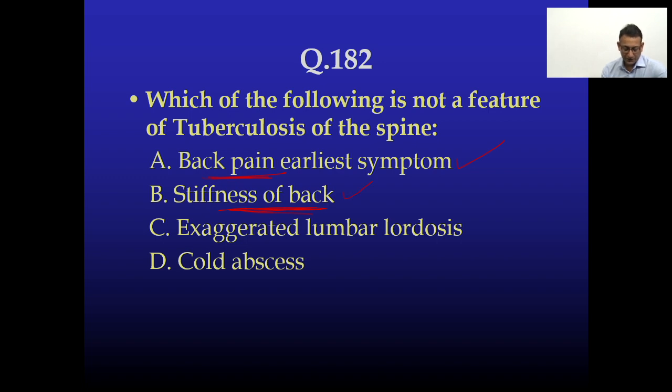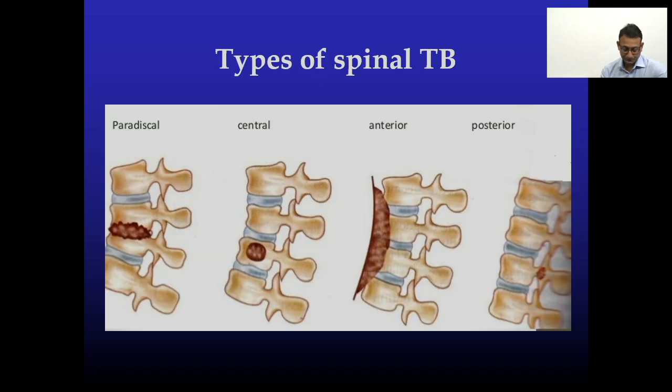So, yes, exaggerated lumbar lordosis doesn't seem to be right. Cold abscess, yes, we can see cold abscesses. So, why this doesn't seem to be right? Let us have a look at various types of tuberculosis of the spine. So, these 4 are the types of tuberculosis of the spine.